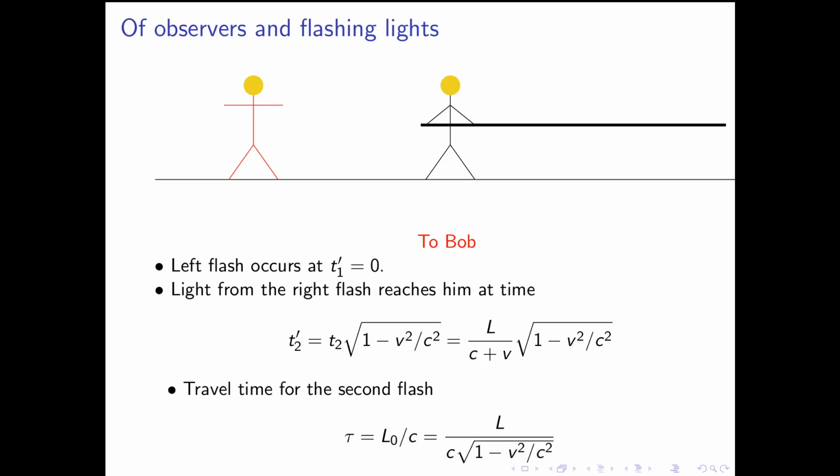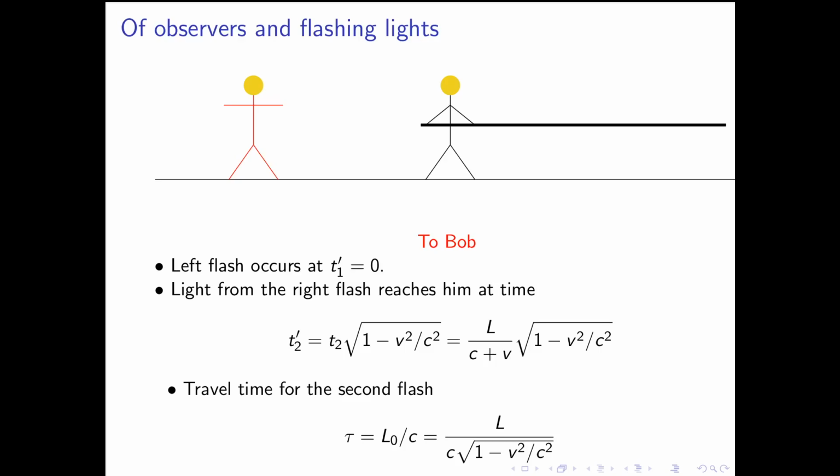Now, since we are writing everything in terms of Alice's measurements, let's rewrite L0 in terms of L. And that, of course, is given by the fact that L, the length of the moving rod, according to Alice, is L0 square root of 1 minus v square by c square. So L0 is L by square root of 1 minus v square by c square. And this is what the travel time for the second flash is according to Bob. So the second flash reaches Bob at time t2 prime. It must have travelled for a time given by L by c square root of 1 minus v square by c square according to him.